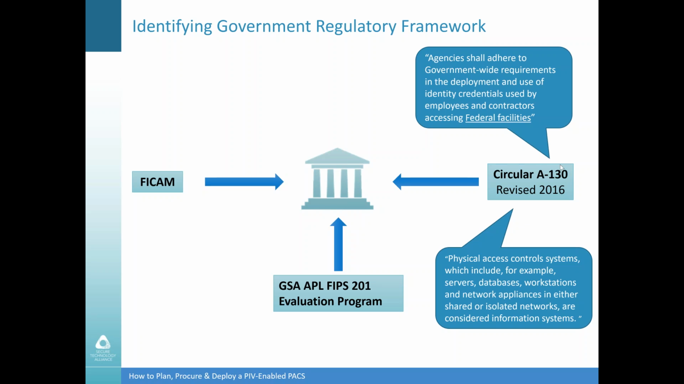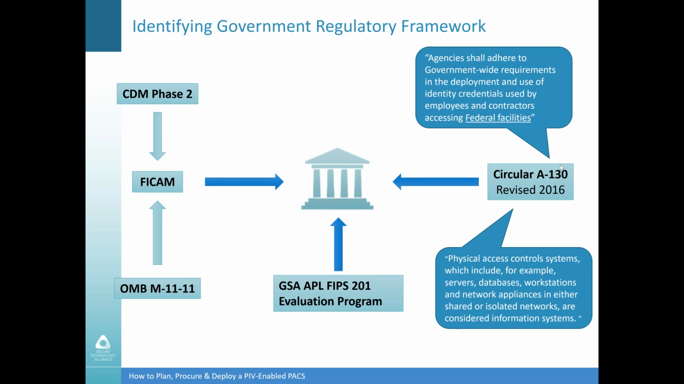FICAM is a multi-dimension object here. This is not just a PIV reader. It's everything around the whole ecosystem of connecting and automating processes and procedures to control authentication and authorization. And of course, I think most of us know, dating back six years now, OMB 11-11 came out and directed all federal agencies and departments to use the FICAM in its design and implementation, both for logical and physical access.